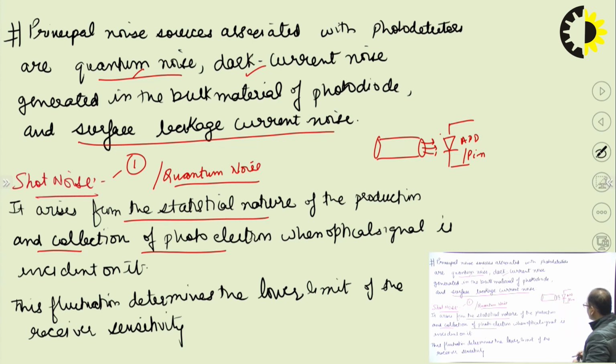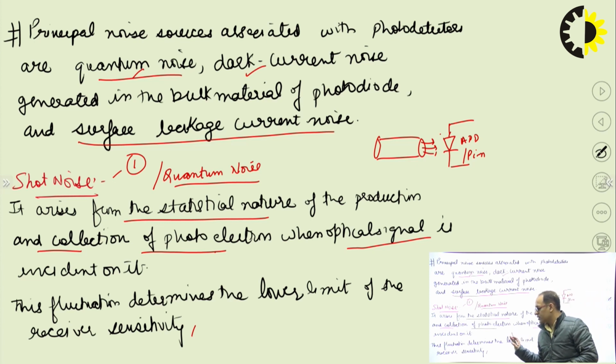So there is a statistical nature of the photoelectrons when they are incident on the APD, due to the varying statistical nature of the production and collection of photoelectrons on the photodiode when the optical signal is incident. This fluctuation determines the lower limit of the receiver sensitivity, and you can also say it determines the receiver bandwidth. Clear? So this is the most important quantum noise, because it determines the lower limit of the receiver sensitivity and also the receiver bandwidth. Clear?